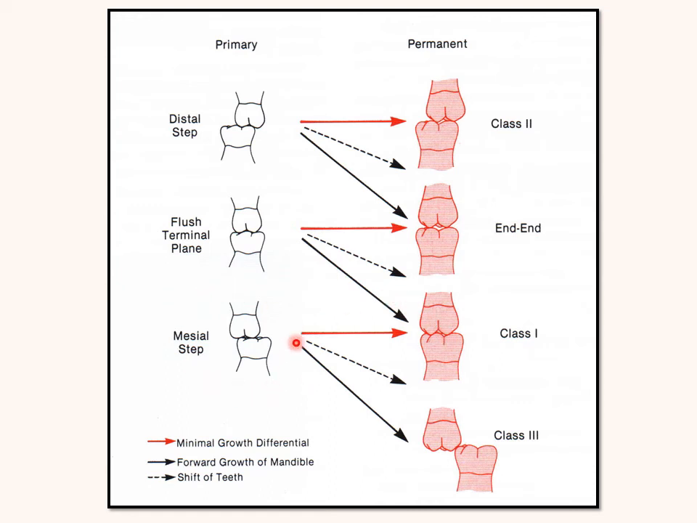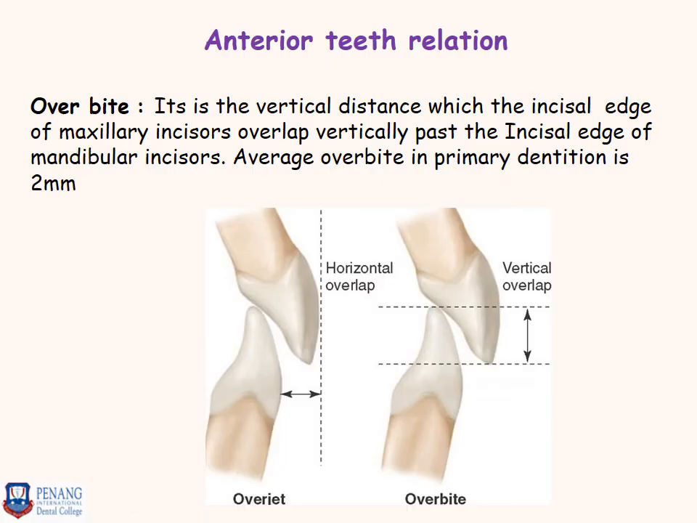In the mesial step, where the mandibular second molar is placed mesial to the maxillary second molar, if there is minimal growth, what will happen? Class 1 molar relationship. If there is forward growth of the mandible or shift of teeth, then class 3 molar relationship may occur. So moving on to the anterior teeth relationship, the overjet and the overbite we will be discussing.